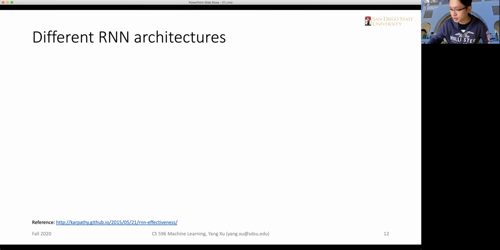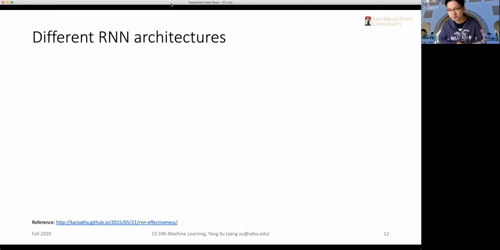Today we will continue our lecture on RNN, recurrent neural network. So we're going to first introduce a couple of different RNN architectures. These different types of architectures are suitable for different tasks. I think I mentioned a bit about how the model is different depending on what kind of output we want, right?